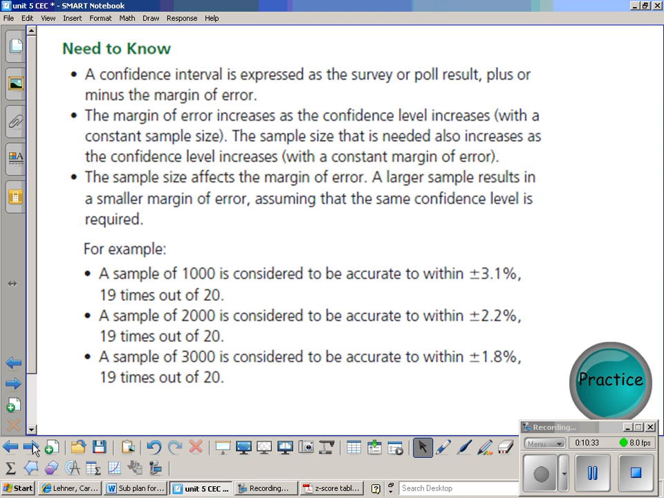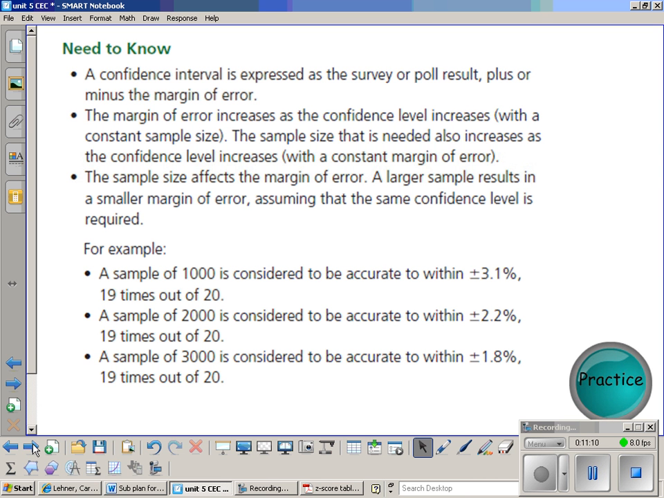The sample size affects the margin of error. A larger sample results in a smaller margin of error, assuming that the same confidence level is required. For example, a sample of 1,000 is considered to be accurate to within plus or minus 3.1% 19 times out of 20. Now notice, we're going to keep the 19 times out of 20, but we're going to change our sample size. So a sample of 2,000 is considered to be accurate to within plus or minus 2.2%.